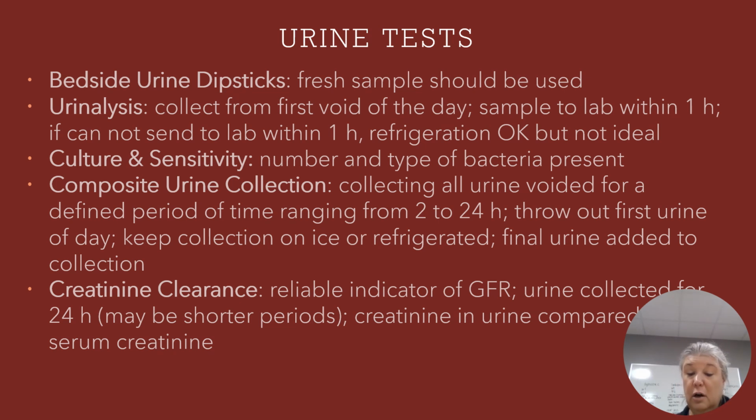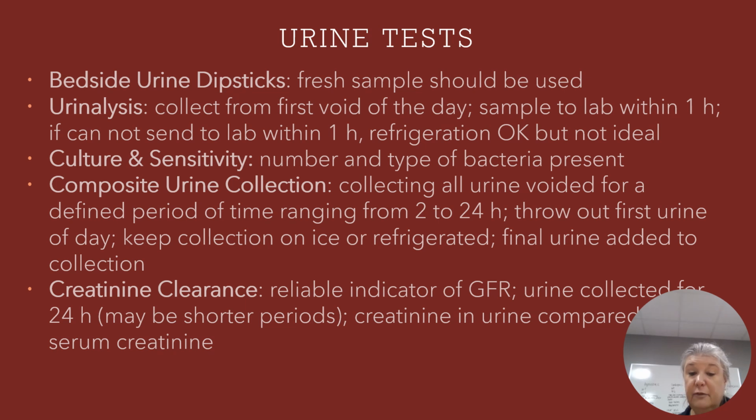Culture and sensitivity. We do that when we are looking for infection. A lot of the times you'll see a urine analysis written for urinalysis with CNS if indicated. So they'll run the urine analysis, and then like if WBCs are up, or they see like blood in the urine or something, then they will run the culture and sensitivity. If the urine analysis does not indicate a need for CNS, then they won't run it. A composite urine collection. So this is like our 24-hour urine collection, all right?